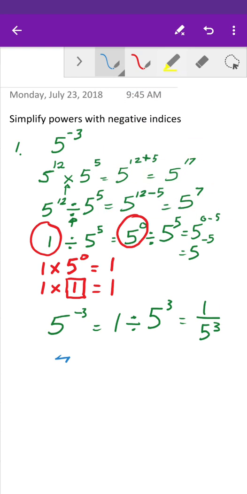So let's look at another one. 7 to the negative 2 is 1 divided by 7 to the power of positive 2, and that is 1 over 7 squared, which is 1 over 49. And this was 1 over 125.